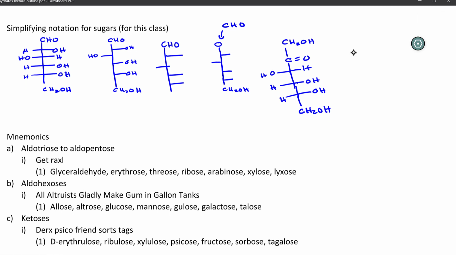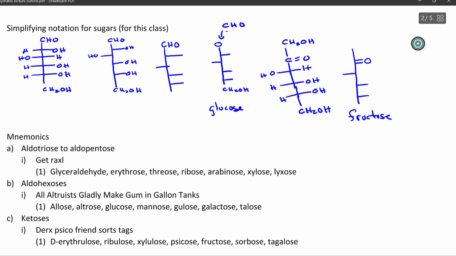Fructose can be drawn like this. And then you can put the O on it if it helps you, because sometimes it gets a little messy. And then that would be fructose. So this is my skeleton key for fructose, and this is my skeleton key for glucose.